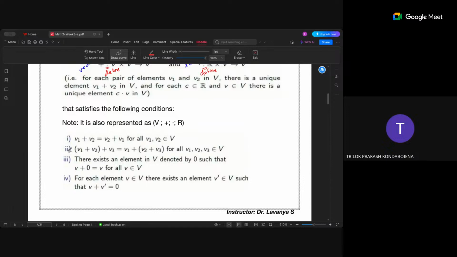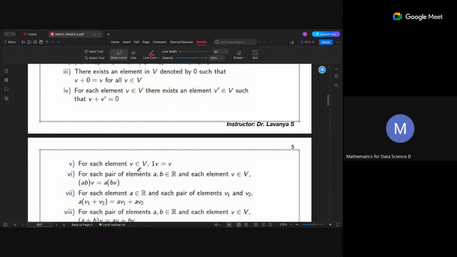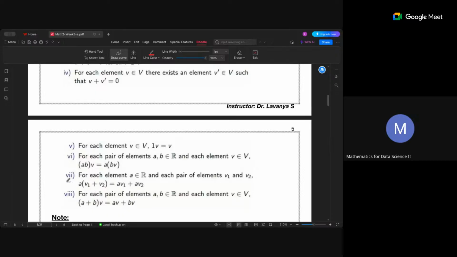Distribute, associative property. This one is additive identity. This one is additive inverse. And this one is identity for scalar multiplication. And this is associativity for scalar multiplication. And these two are distributive properties.